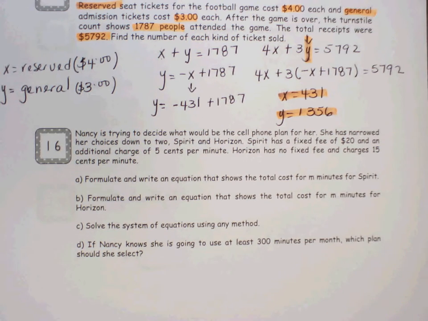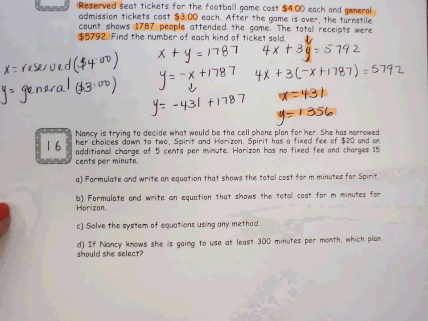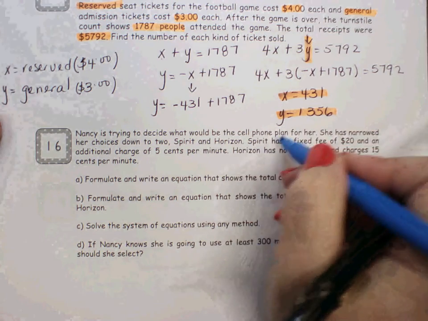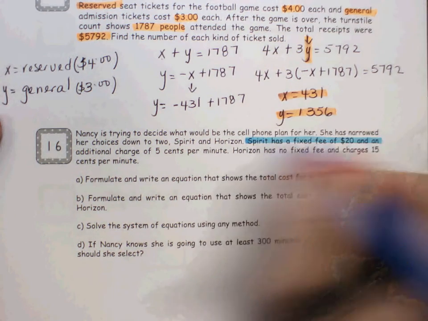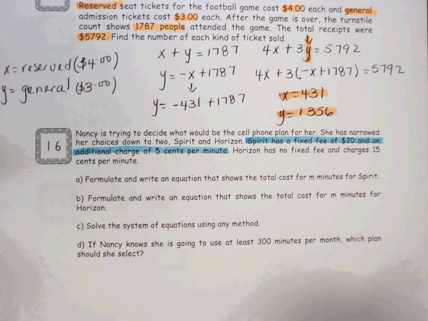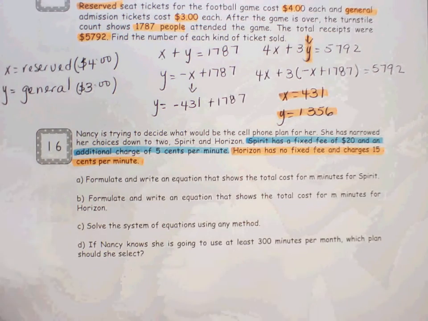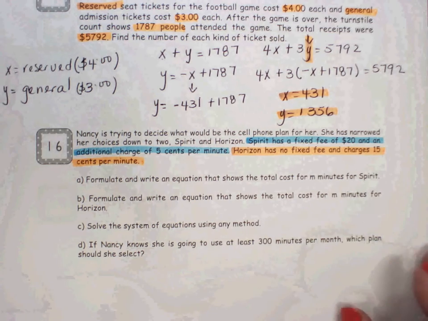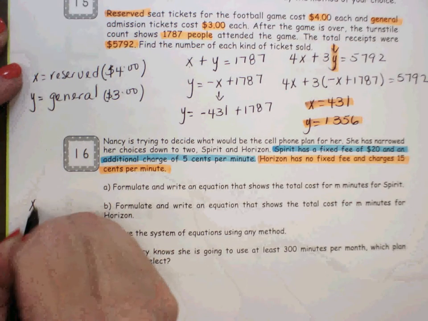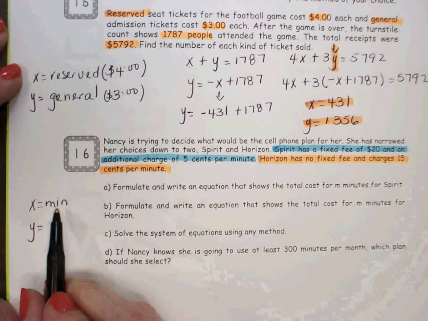All right, I'm trying to decide what would be the cell phone plan for her. She has narrowed her choices down to 2, Spirit and Horizon. Spirit has a fixed fee of 20 and an additional charge of 5 cents per minute. Horizon has no fixed fee and charges 15 cents per minute. So let's define our variables. X equals minutes and y equals cost, because how much you pay depends on how much you're talking on the phone.